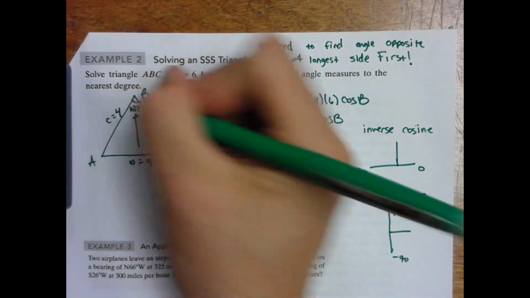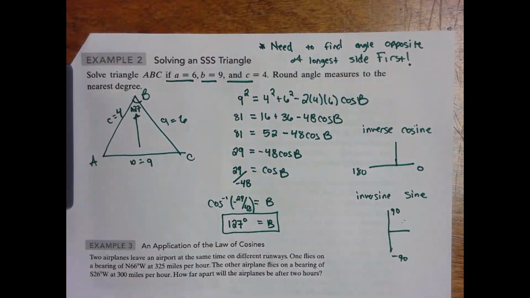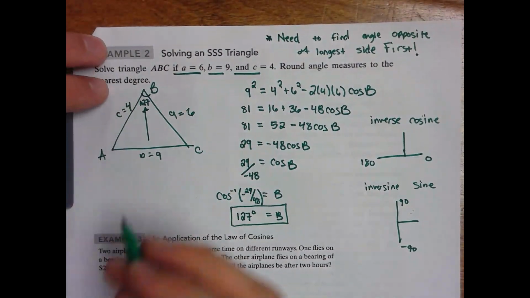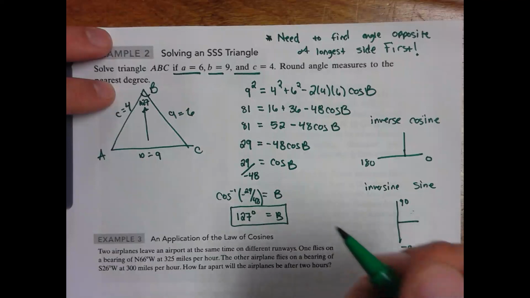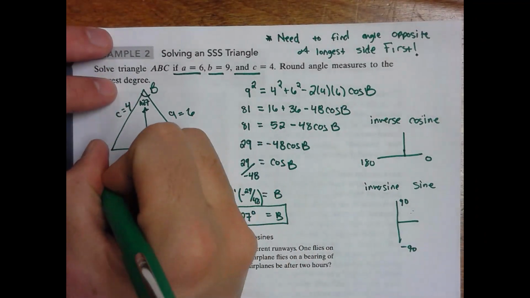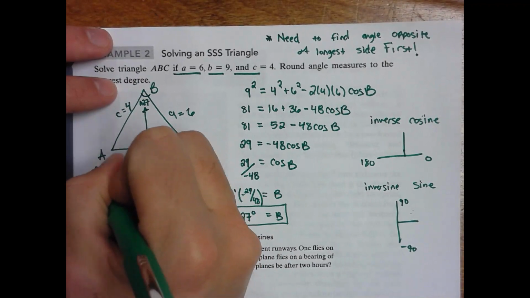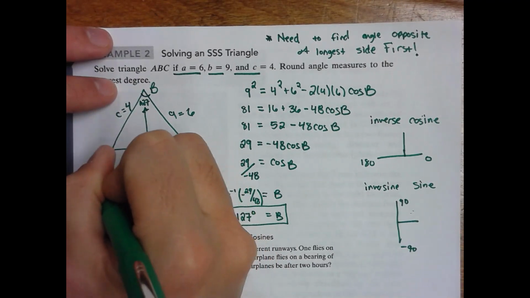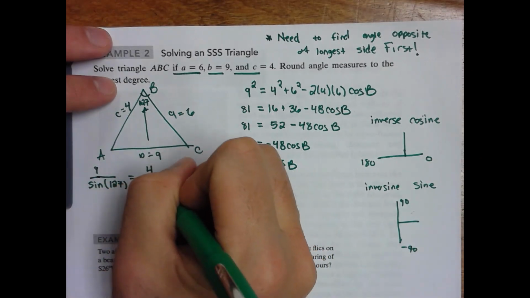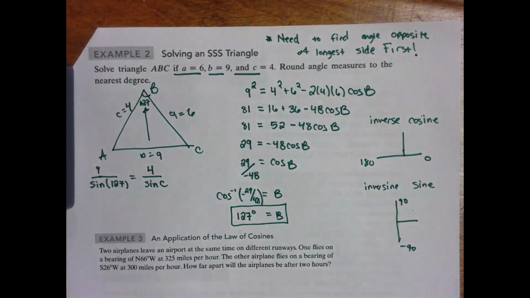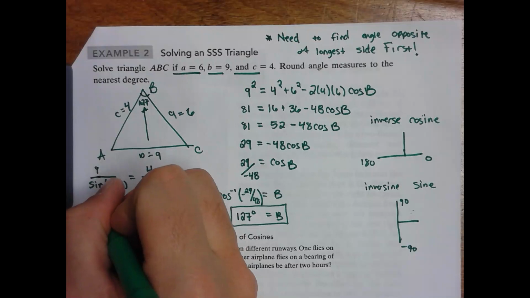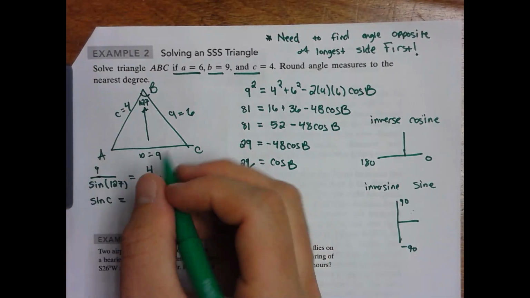So now that we have an angle and a side length opposite, we can use law of sines to find any of the other remaining angles, and then use the fact that they all add up to 180 to find the last angle. So let's find C next. So I'm going to take 9 divided by sine of 127 equals 4 over sine of C. And so I'm going to work to get sine of C by itself. I'm not going to show all my work here. So I'd cross multiply and then divide by 9.